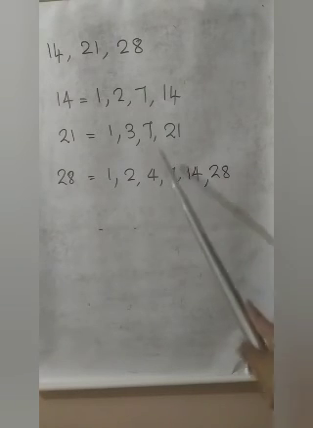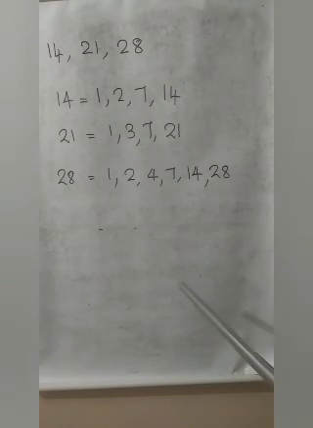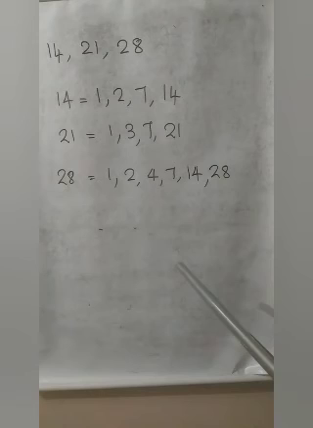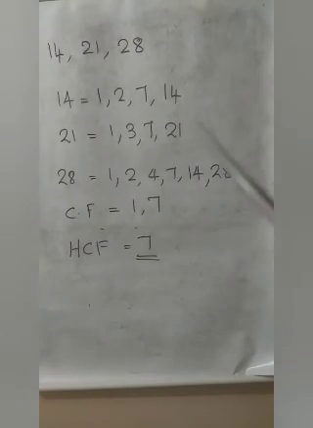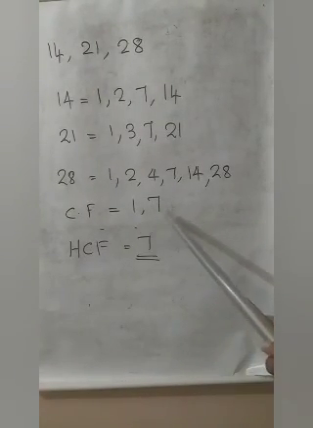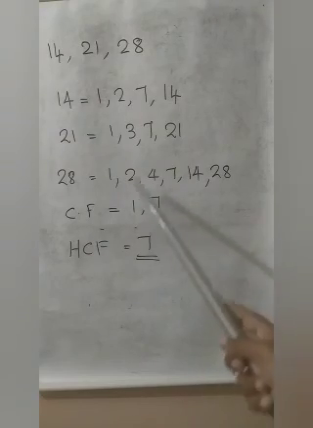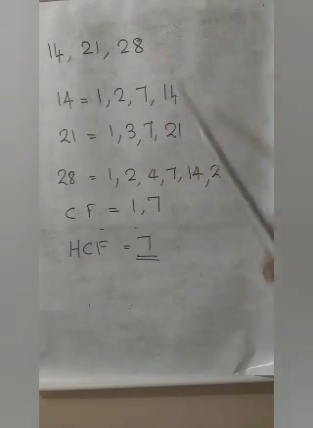If you missed out that 7 here, what happens? You will not have 7 as a common factor, so you would get an HCF of 1. So you have to include all your factors. When we compare the common factors, we have only 1 and 7, and from that, what is the greatest one? 7. So the HCF of 14, 21 and 28 is 7.